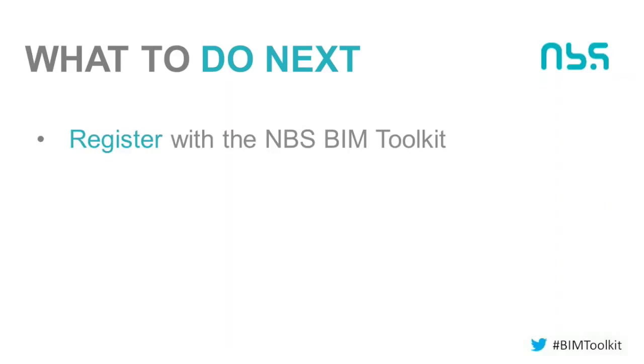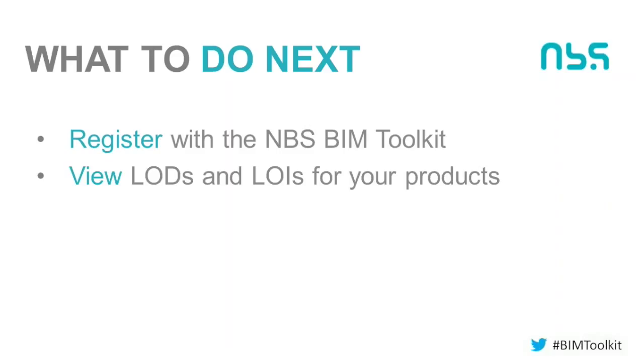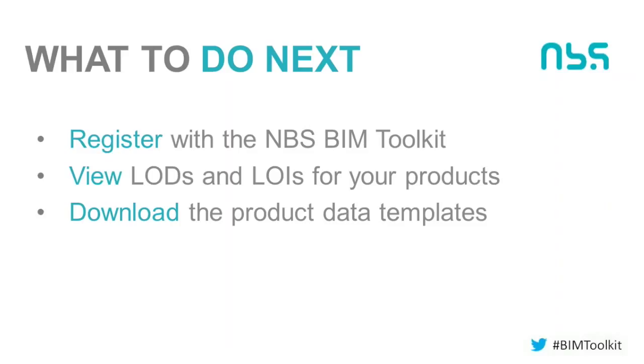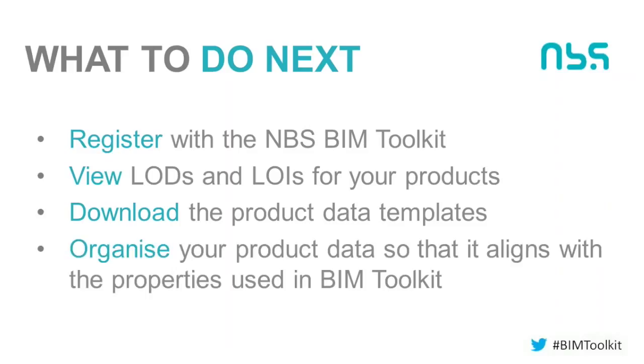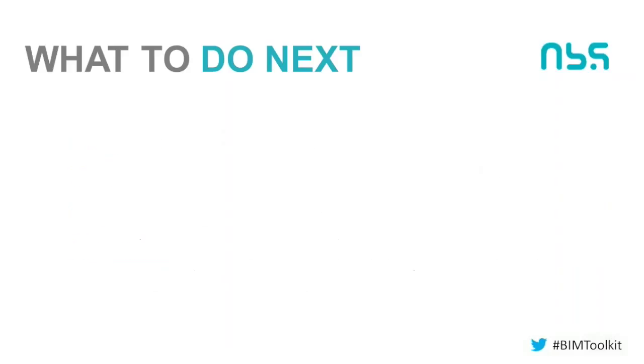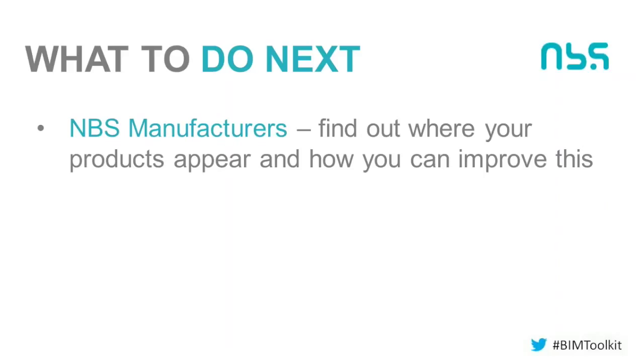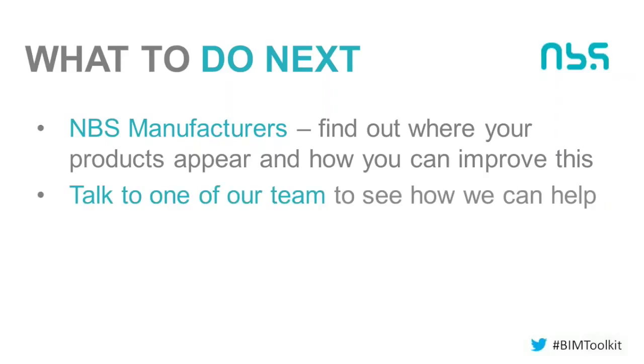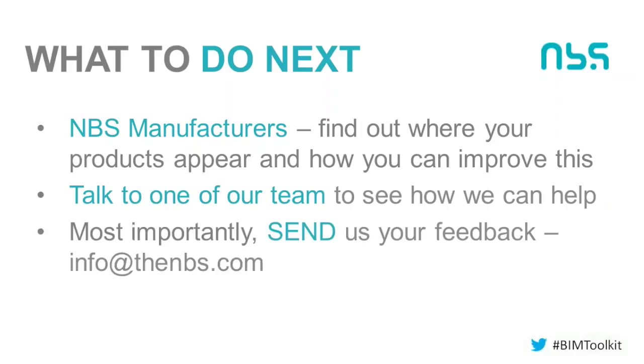So what to do next? Well, register with the toolkit, have a look at the level of detail and level of information for your products. Download the product data templates, have a look, see if you could populate them. Organise your product data so that it aligns with the properties used in the BIM toolkit. For those in the audience who are already NBS manufacturers, you're already off to a fairly good start. Find out where your products appear within the toolkit and how you can improve this. Talk to one of our team, whether you're an existing customer or not, to see how we can help. And most importantly, send us your feedback.